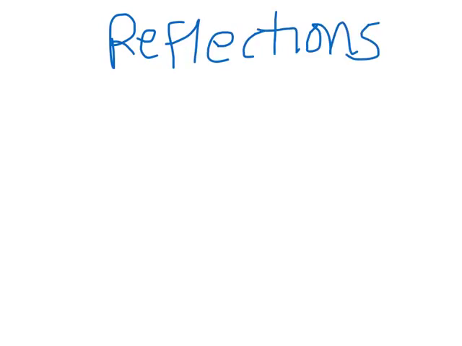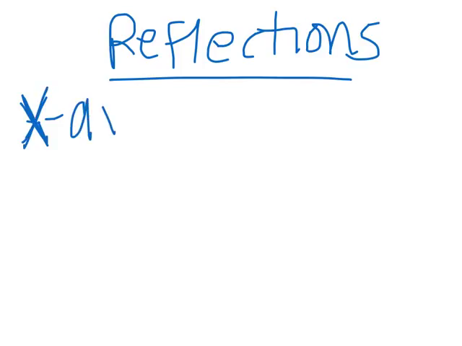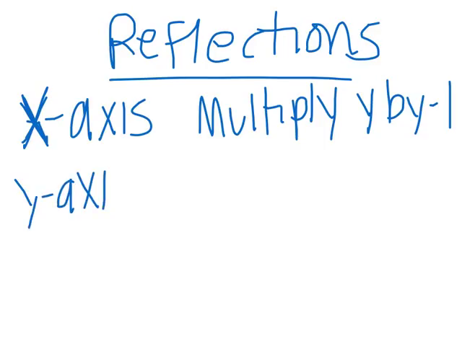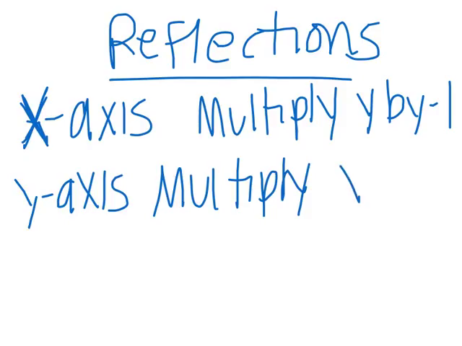So just a reminder, when your reflections are over the x-axis, you multiply y by -1. Y-axis, you multiply x by -1. And that's how you do reflection.